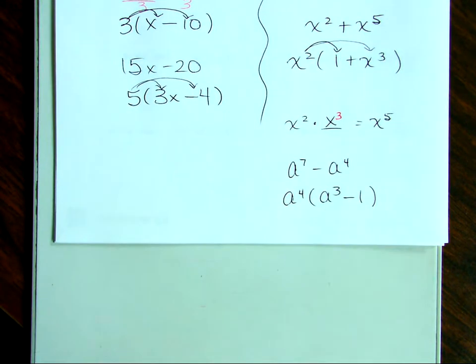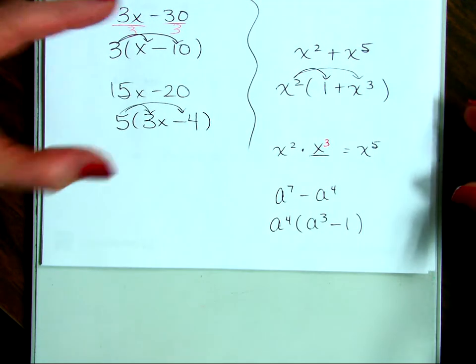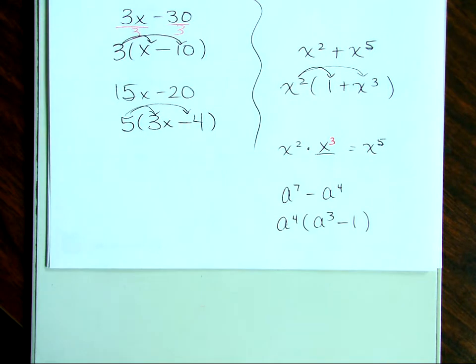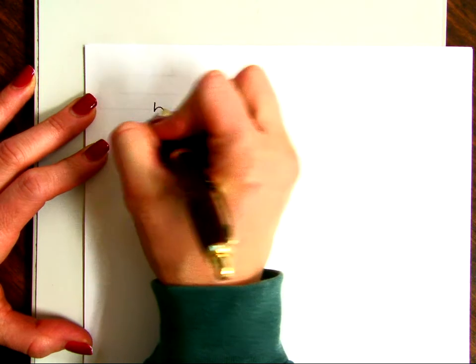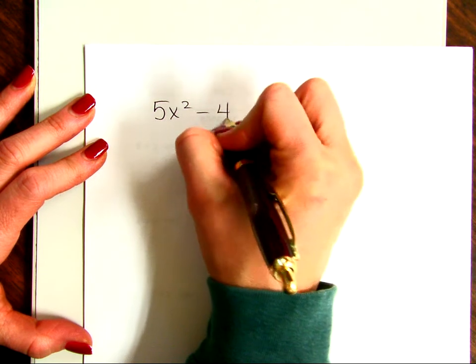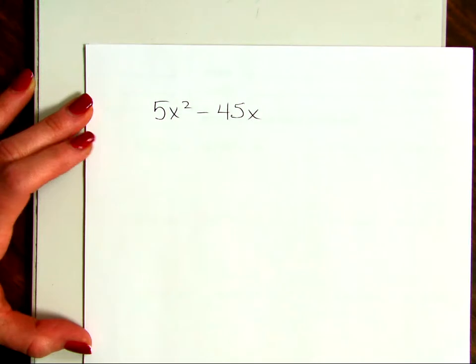So now what I want to do is take these two, the 4th and 5th grade part of it and the algebra part of it, and put it together, okay? So let's see what that looks like. It looks like this. Let's say 5x squared minus 45x, okay?